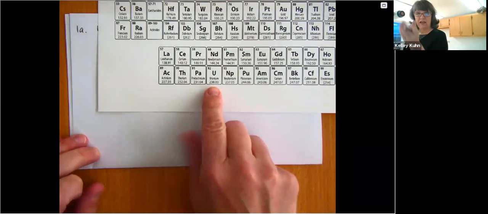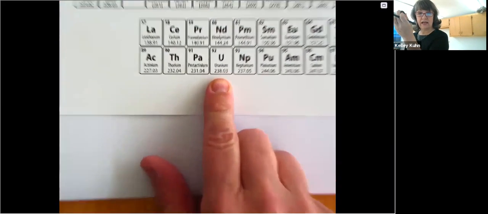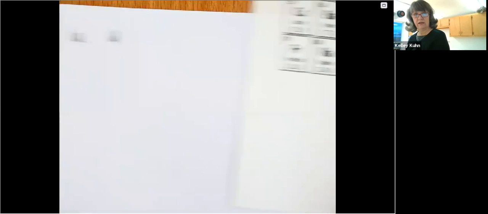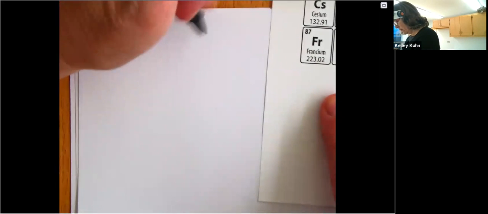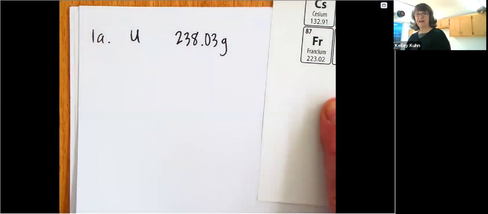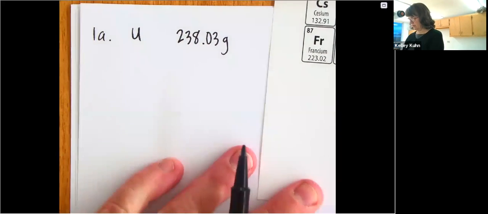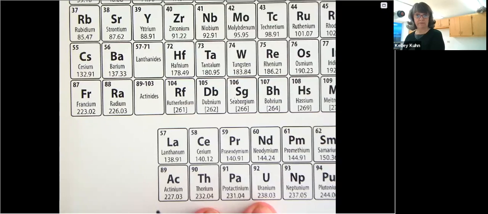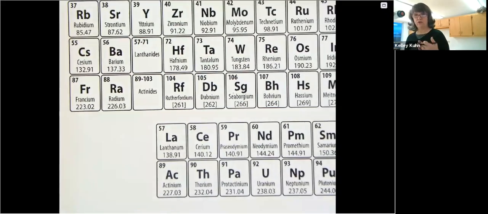So we simply find uranium on the periodic table, and we find its average atomic mass, which is 238.03. And so we'll say that the molar mass of uranium is 238.03 grams. Notice that I simply used the molar mass for uranium, and then I added the unit grams. That's a molar mass. There are 238.03 grams of uranium in 1 mole.